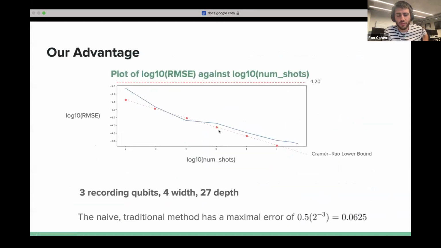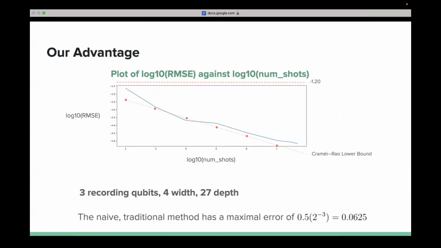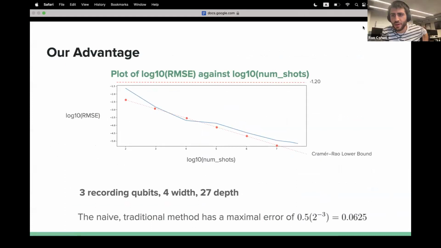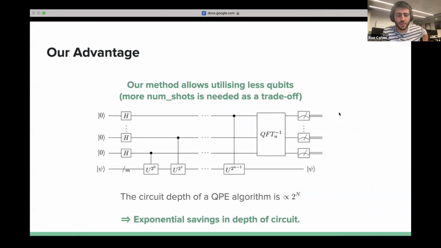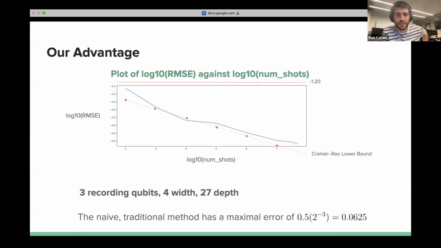I would just like to emphasize here this method. Thank you. So this slide is very, very important because it's showing that in the traditional method of the QPE, there is some inherited error inside, and the Cramér-Rao lower bound is from the estimation theory world.